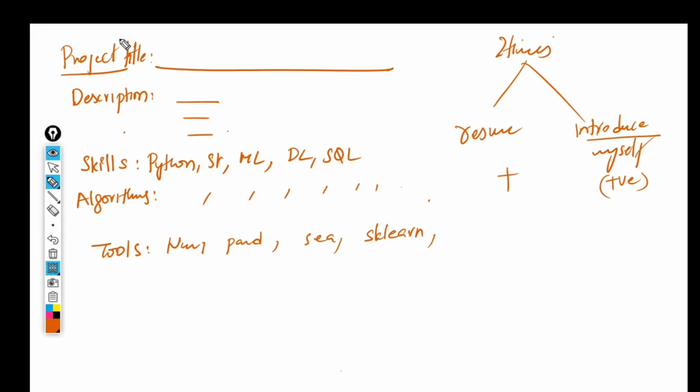Whichever tools you have applied for this project, you have to write. If SciPy was not applied, don't write SciPy for this project. For whatever project you are writing, write the tools applied for that project. In the skill set, you have to write model selection and hyperparameter tuning. Two words are more important. Pipelines: how you have created the pipelines is most important. These all come under your skills and tools for this project.